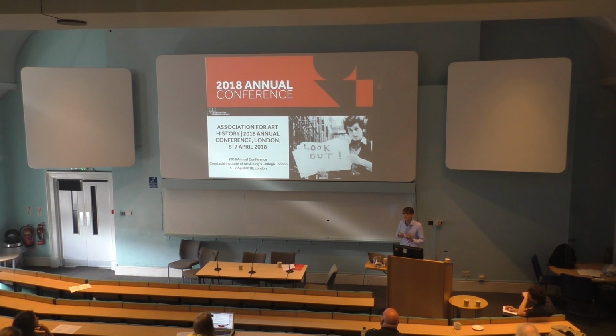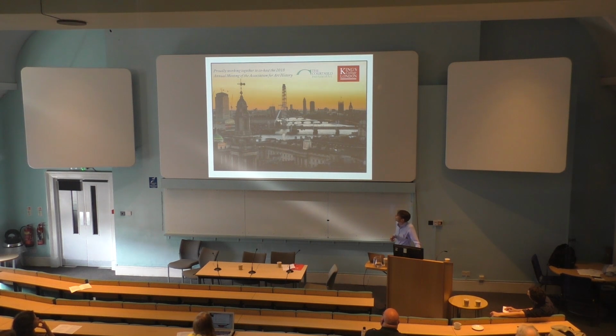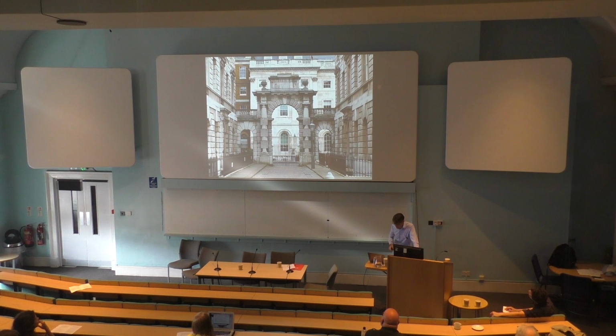Likewise, the whole project here was designed to be part of the larger project of the Association for Art History's annual conference that, for the first time in its history, King's held, but King's held it in partnership with the Courtauld. So really trying to root this partnership between the two universities here at King's, with the theme, of course, of Look Out. And I know many of the audience will have been at that conference itself. This is the slide that we had in the Great Hall at King's, proudly working together to co-host the 2018 Association meeting for art history.